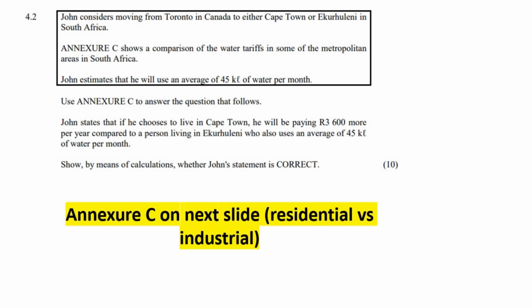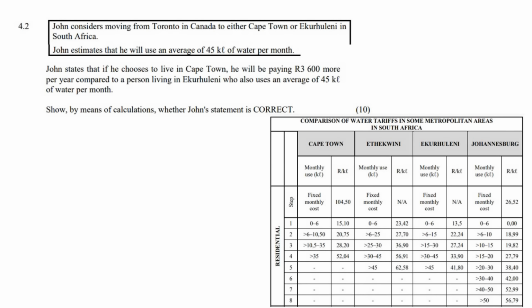So with this question, it says that John considers moving from Toronto, which is in Canada, to either Cape Town or Ekurhuleni in South Africa. Annexure C, which I'm going to show you on the next slide, shows a comparison of the water tariffs. Okay, so let's go to the next slide. Now, here's the question again, and here's the annexure.